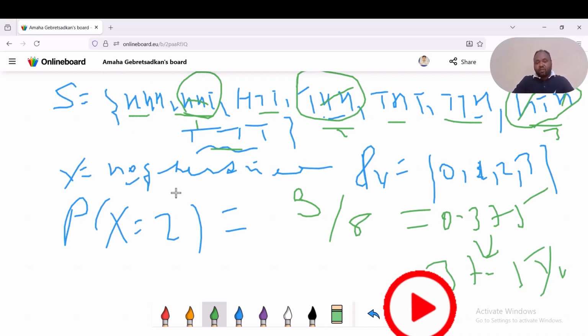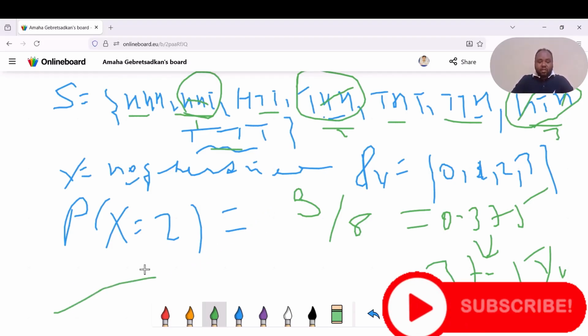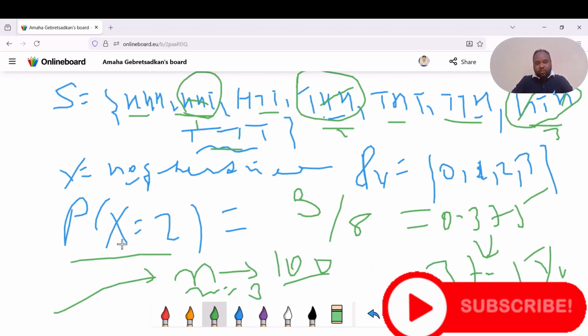But what's the difficulty of this way of solving probability when the number of trials gets large, right? If n is increased to 100, right? n in the previous example was 3, meaning the coin was tossed 3 times. But what if the coin is tossed 100 times and the question is similar, the probability of X equal to 2? This becomes difficult to solve this way, right?